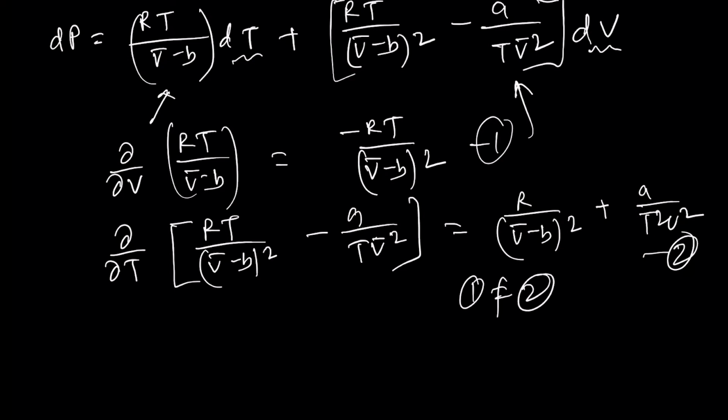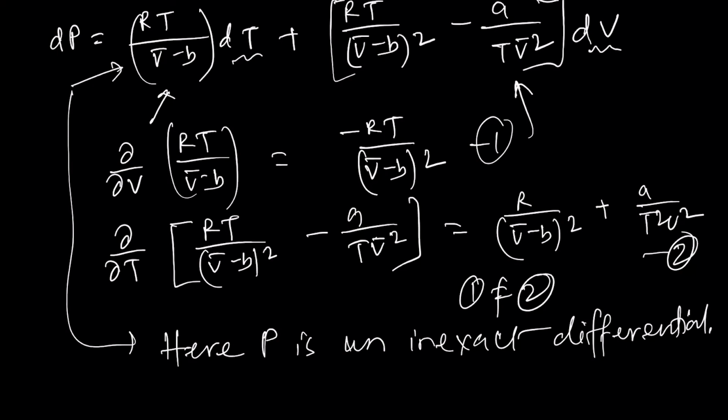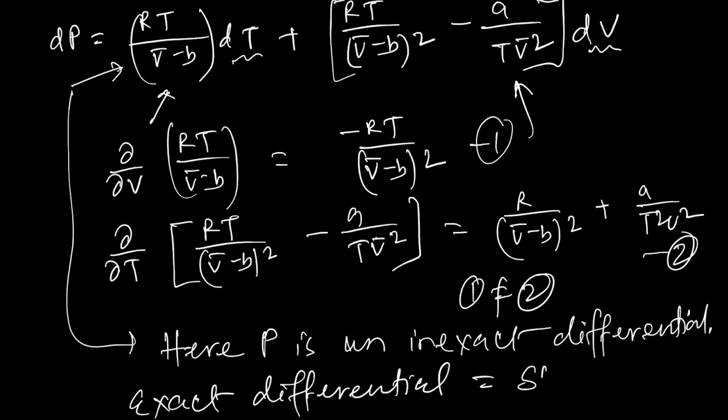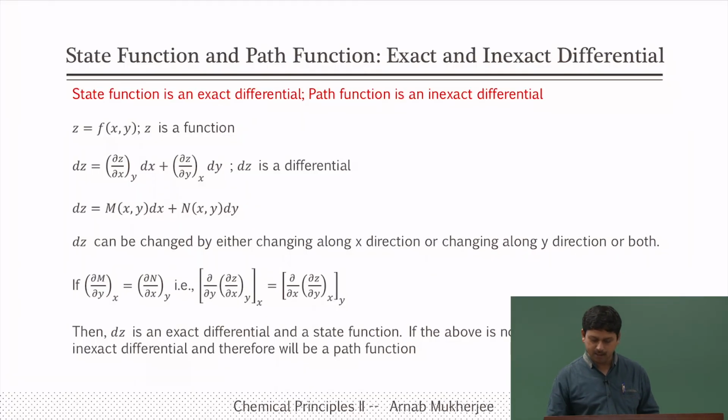So, therefore, if dP is expressed this way, then here P is an inexact differential. Okay. So, now I will tell you that exact differential is equal to state function, and inexact differential is a path function. Okay. So, this is the gist of the thing. I will just show you the summary that is there in this particular slide.